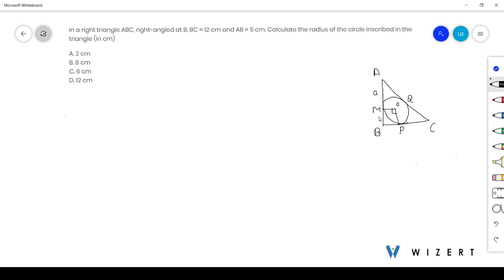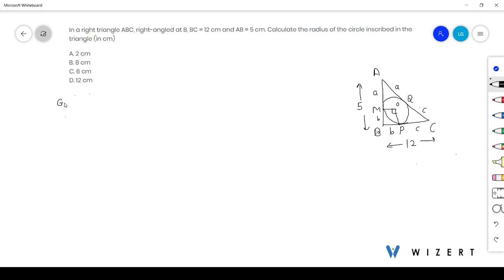Suppose this distance is A. Here, we have been given AB is 5 centimeters, then BC is 12 centimeters, and AC, we have to find this AC. As we know that tangents drawn from an external point of the circle are of the same length, so these lengths are the same: A, A, B, B and C, C.